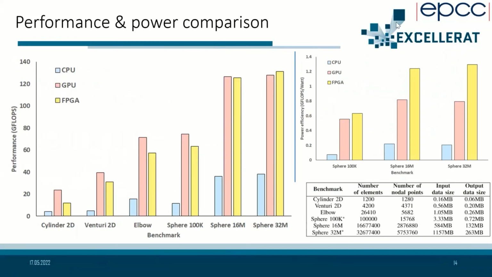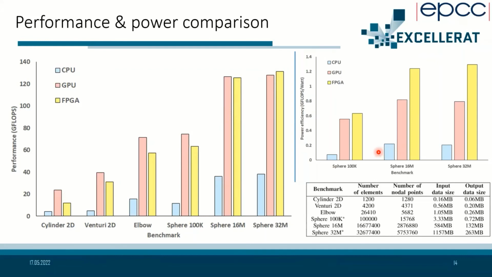But here, as we're going to the larger benchmarks, the FPGA is much more competitive in terms of performance. It's edging ahead, certainly with this largest benchmark here, whereas compared with the V100 GPU, it's just falling slightly short. But compared with the CPU, we are, as I say, way ahead.